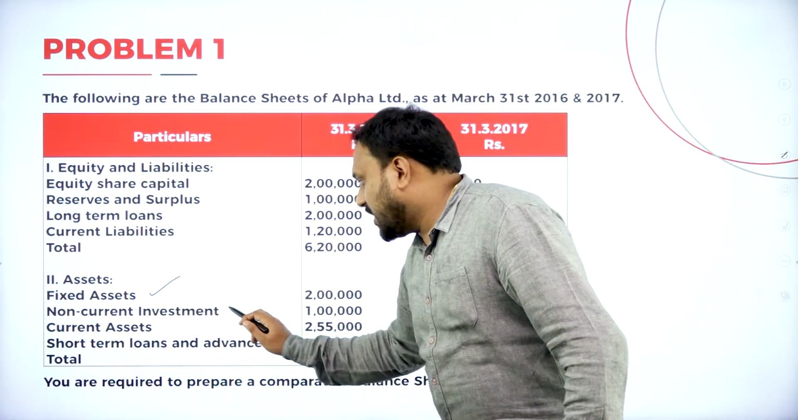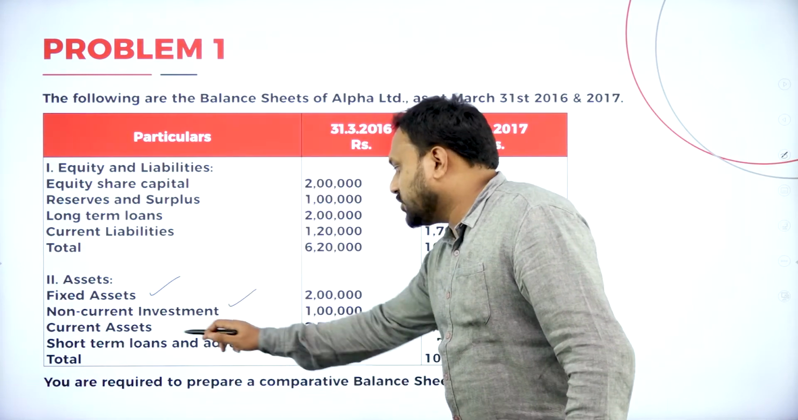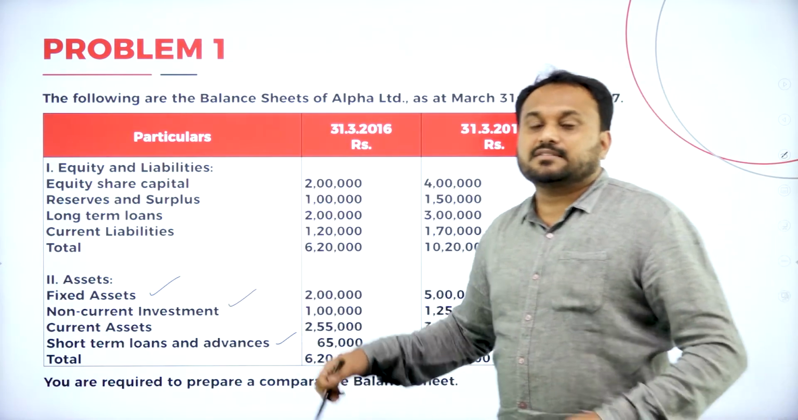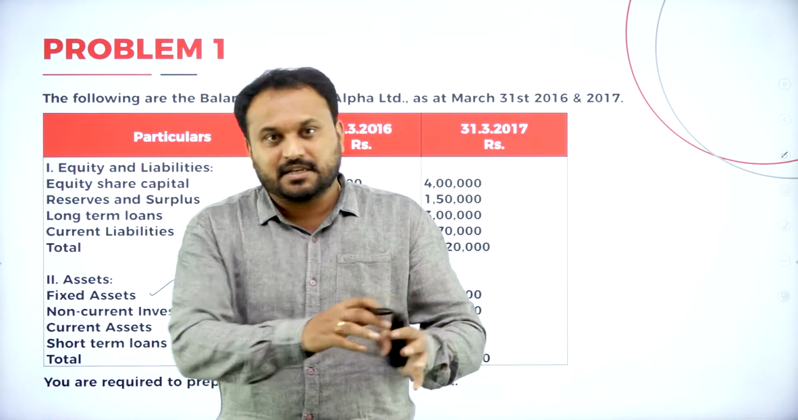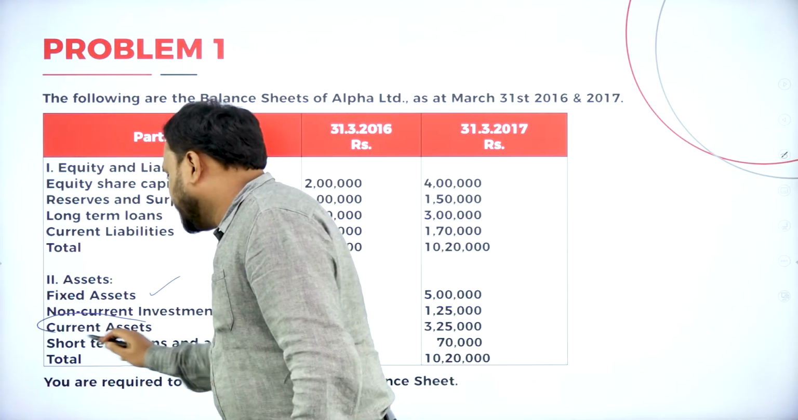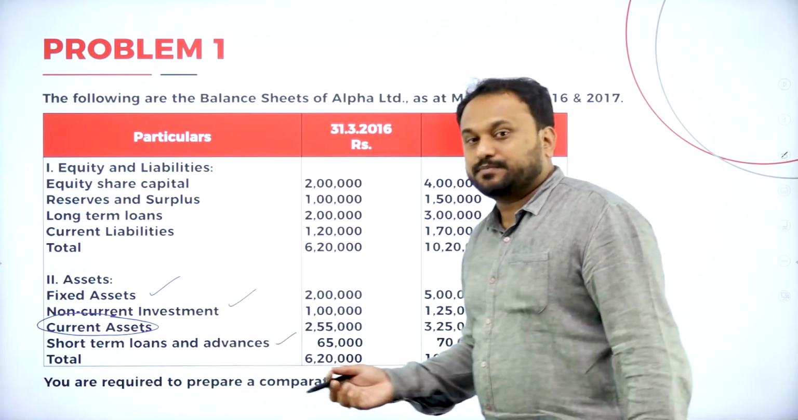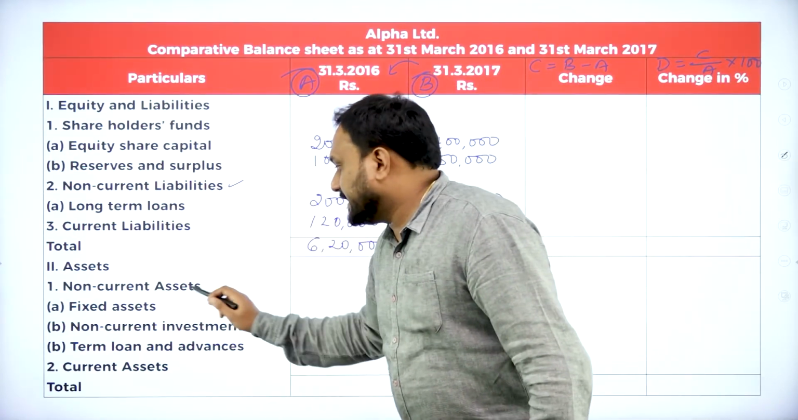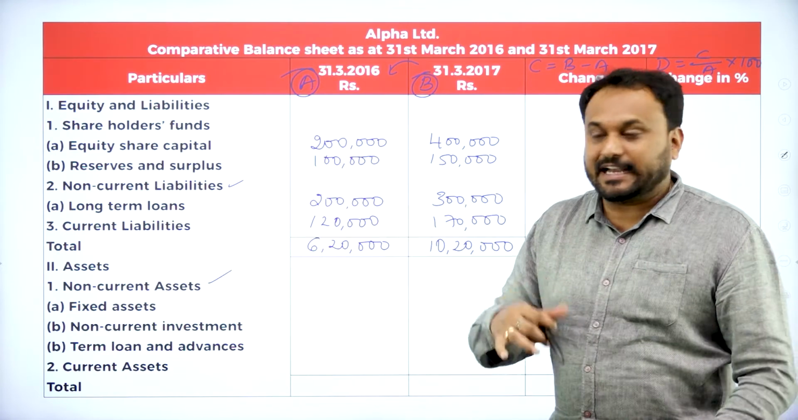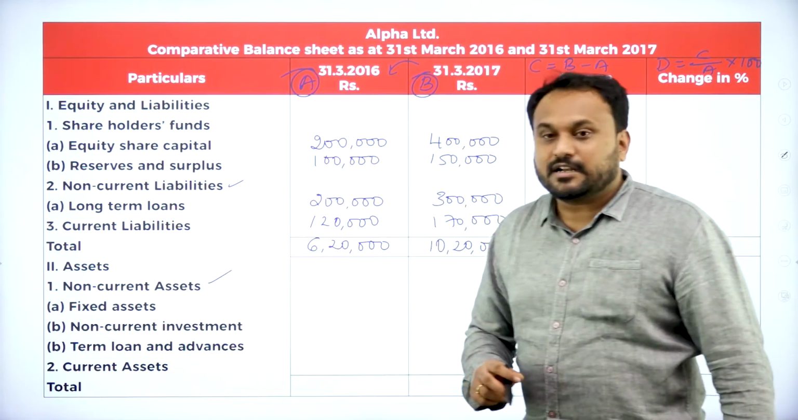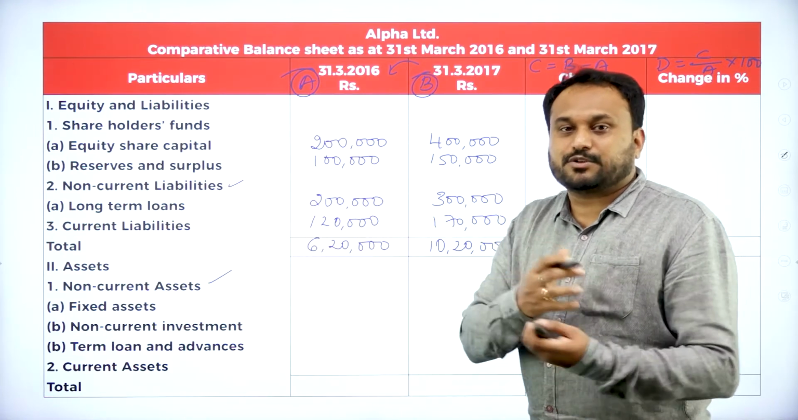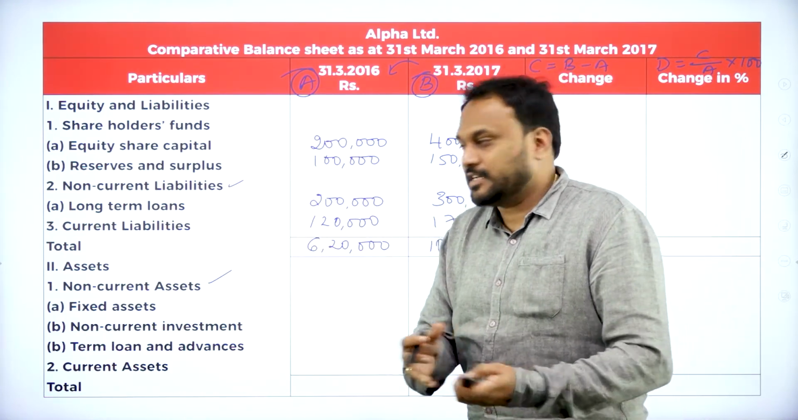Fixed assets, non-current investment, and then short-term loans and advances. What are these? Turn them into non-current assets. And the last one is what? The current assets. You make this a separate one. So here we have assets. In that, non-current assets is a heading. In that we have fixed asset, non-current investment, term loan and advance. Now copy paste whatever is in the question paper, the same thing.